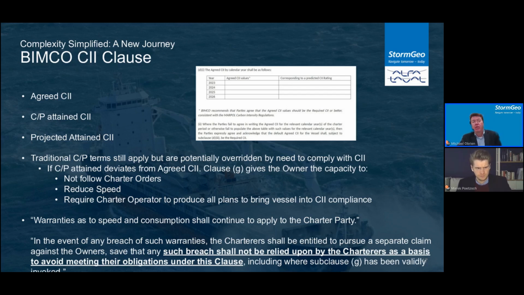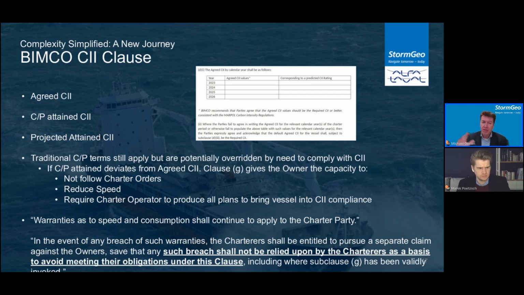And while the warranties for speed and consumption do continue to be applied in this case, so if you have an agreed charter party speed and consumption, there can still be a claim for time lost and fuel overconsumed. But if you read what I've highlighted there, any of those claims really can't be used to help you achieve, or be an excuse not to achieve, your CII goals.